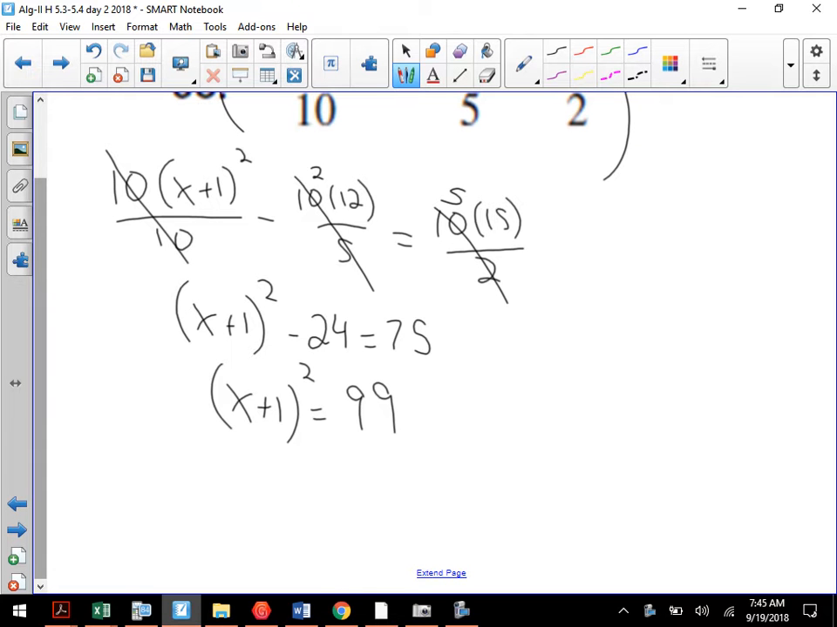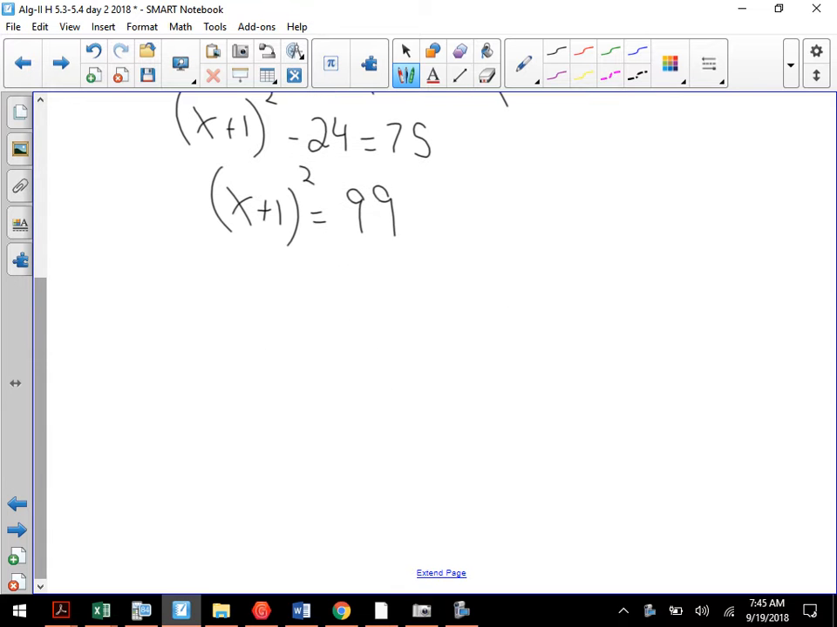Square root it, plus or minus, and you're going to get x equals -1 plus or minus 3 root 11, because 99, you can take out the 9, 9 and 11, square root 33. And that's your answer. You don't have to write anything else.